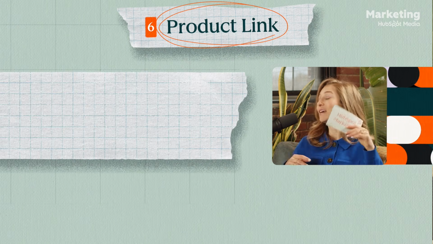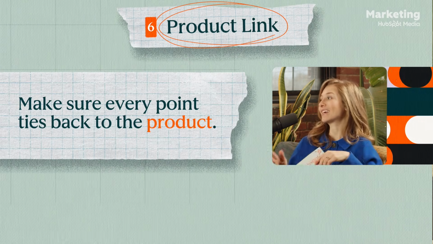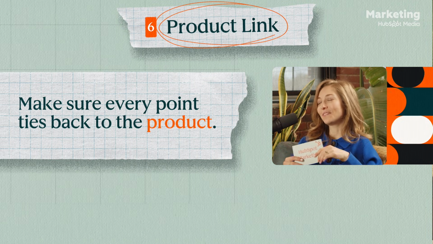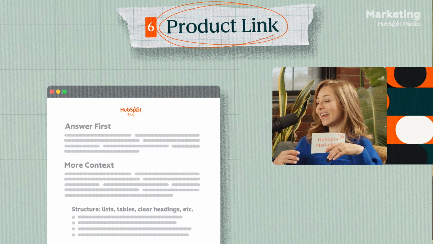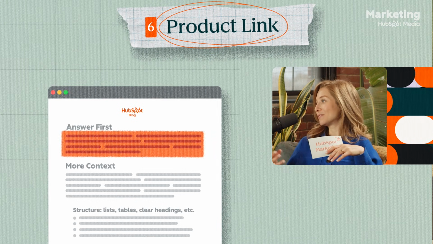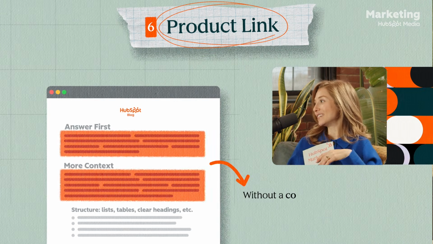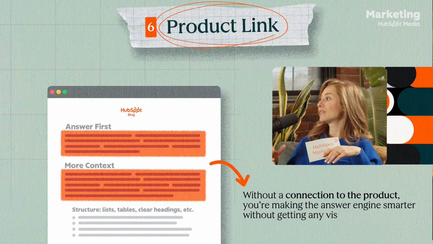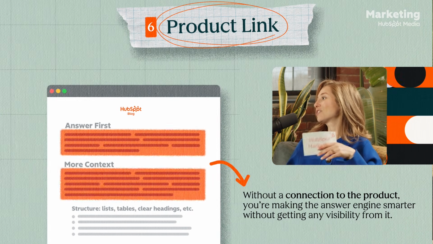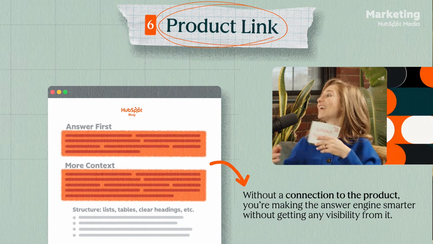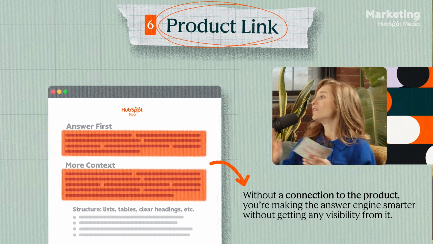So you want to make sure every point ties back to the product. Slightly controversial, but here's why that's so important. Answer engines are going to pull all this information, right? If you're just providing original insights and you're not explaining why that original insight is so relevant to HubSpot, the product, you're basically making the answer engine smarter without getting any recommendation or visibility from it.